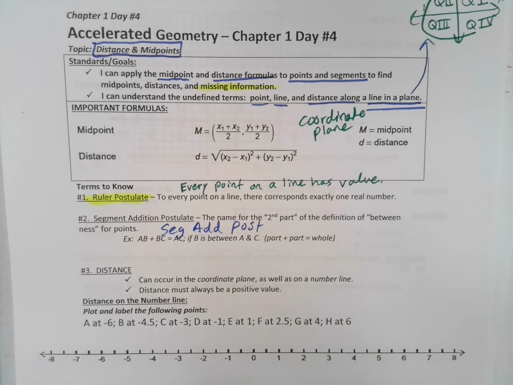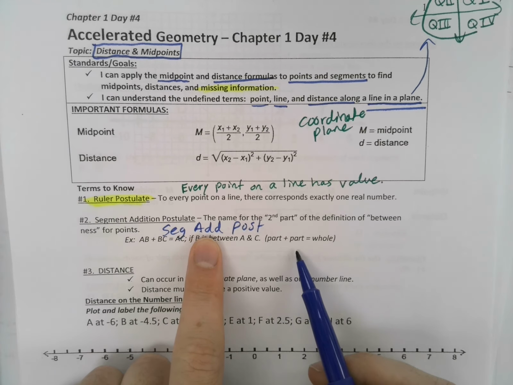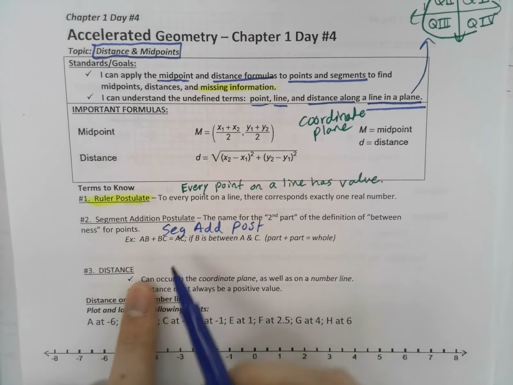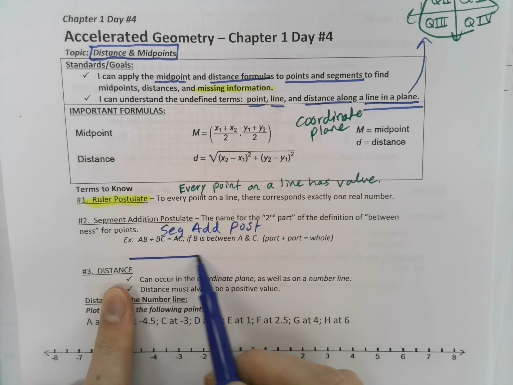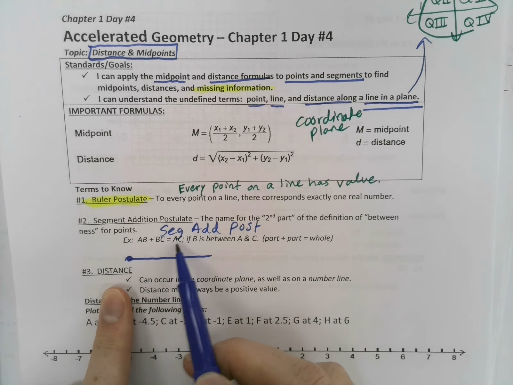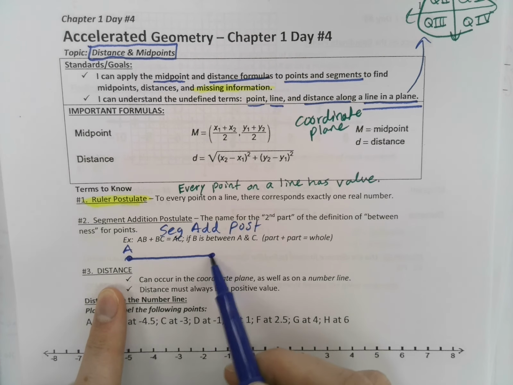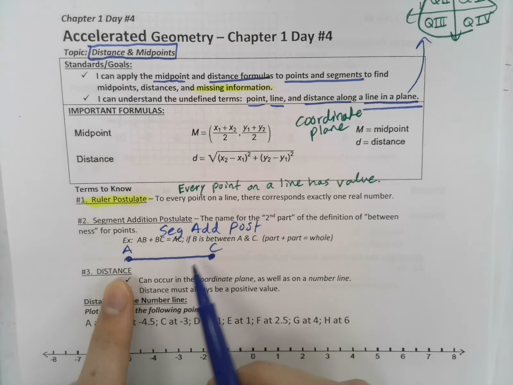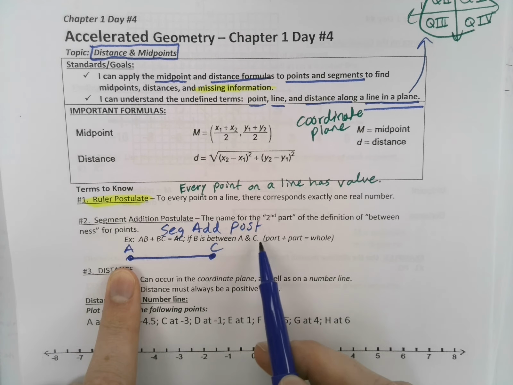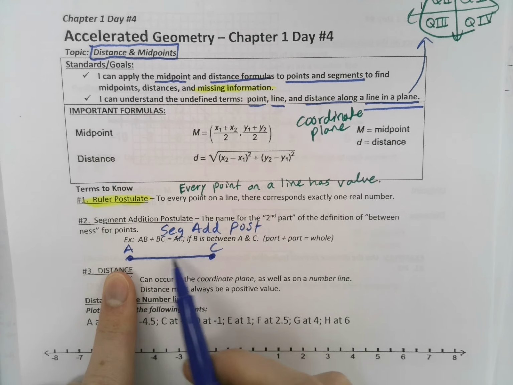So in other words, part plus part equals the whole. We can very easily draw an example here. If we have AB plus BC equals AC, we know A and C are our endpoints. We're told B is between A and C, we don't know where. I'll put it here.